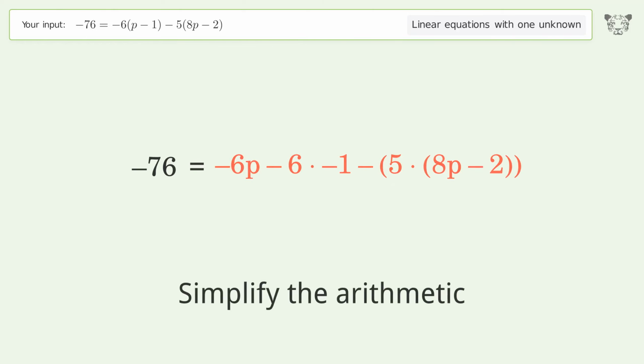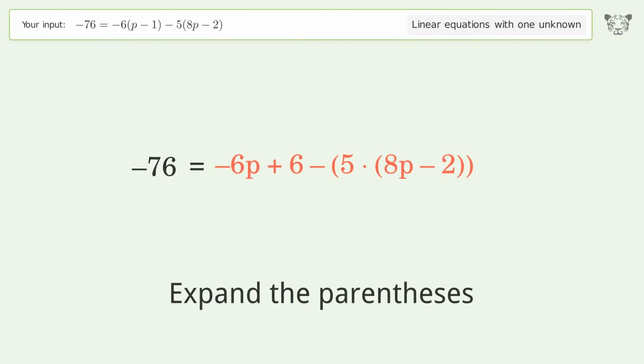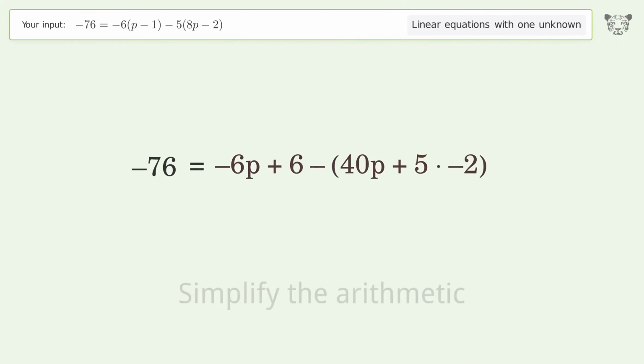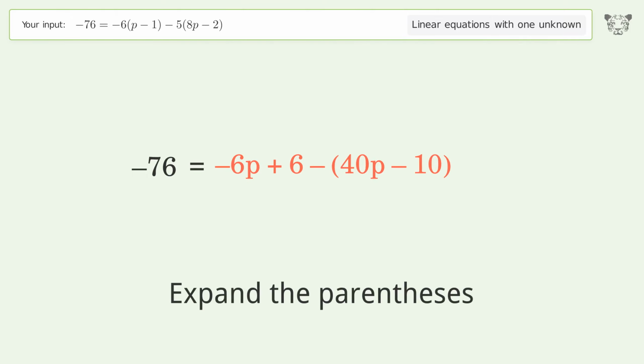Simplify the arithmetic. Expand the parentheses. Multiply the coefficients. Simplify the arithmetic. Expand the parentheses.